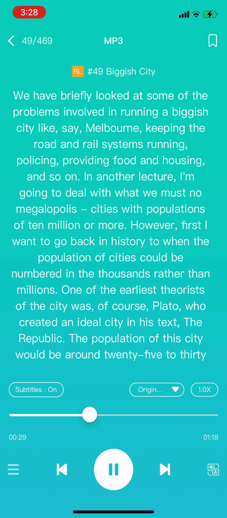One of the earliest theorists of the city was, of course, Plato, who created an ideal city in his text, The Republic. The population of this city would be around 25 to 30,000 at most. Oddly enough, the same figures were chosen by Leonardo da Vinci for his ideal cities. Now, of these 25 to 30,000 inhabitants, only about 5,000 would be citizens.